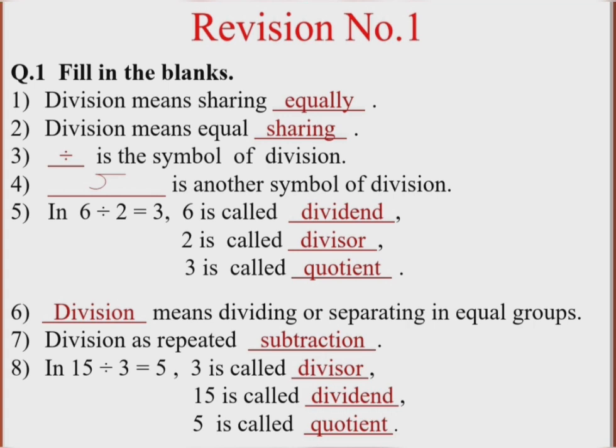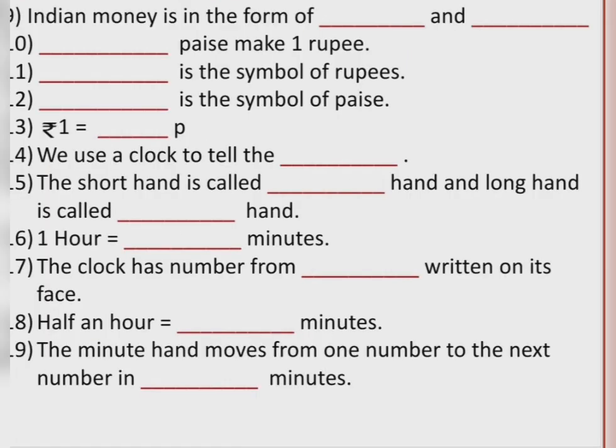Now we are going to see the next page. In that we are going to see the next fill in the blanks. So our ninth fill in the blank is: Indian money is in the form of dash and dash. 10th, dash paise make 1 rupee. 11th, dash is the symbol of rupees. 12th, dash is the symbol of paise. 13th, 1 rupee is equal to dash p.